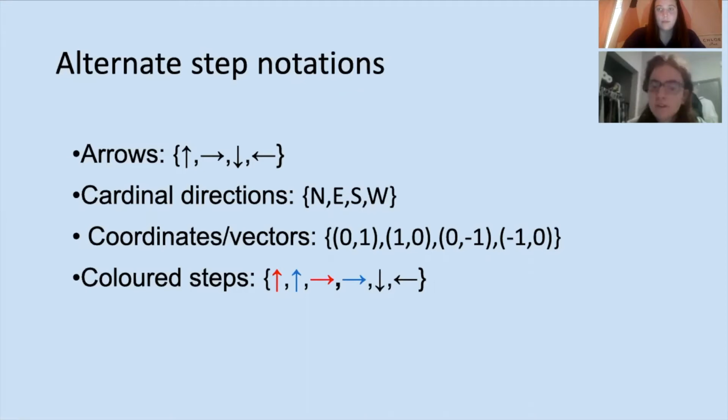And then you can also introduce another aspect, such as making some of your steps different colors. So in this last step set, you can either go up and make that step red, or you can also go up and make that step blue.